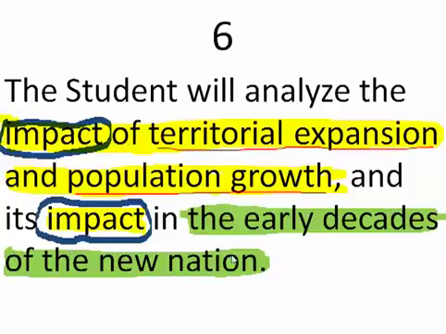Okay, we're going to talk about 6B, the Louisiana Purchase, but before we do, let's look at the overall picture here, Standard 6. The student will analyze the impact of territorial expansion, population growth, and its impact on the early decades of the new nation. So what we're looking at here with the Louisiana Purchase is the territorial expansion and that impact on the early decades of the new nation.